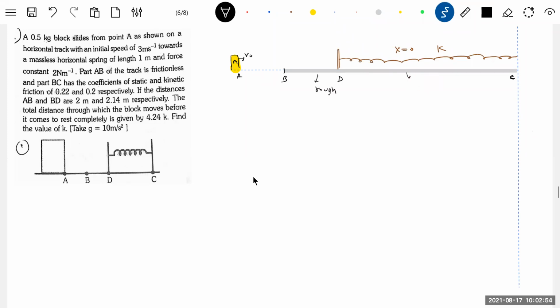When spring force and friction force are both acting, what to do with the numericals? Because what is the friction force? Non-conservative. Whereas spring force is conservative. What can we do with this one? So when it reaches B, this surface is smooth.